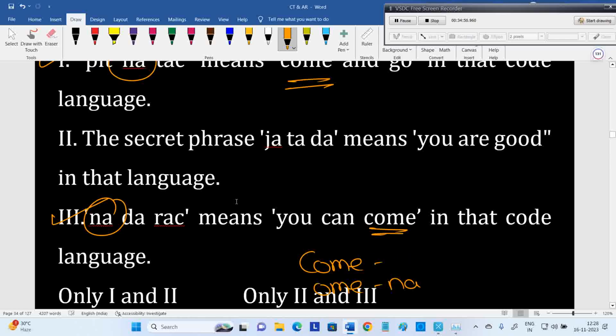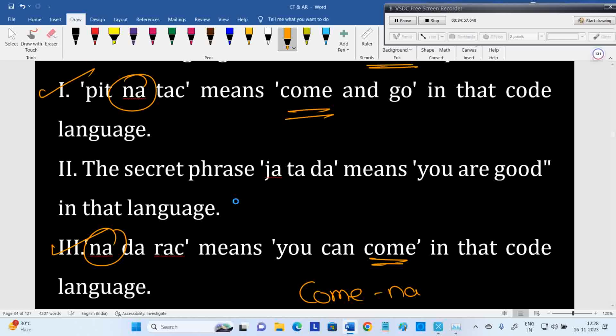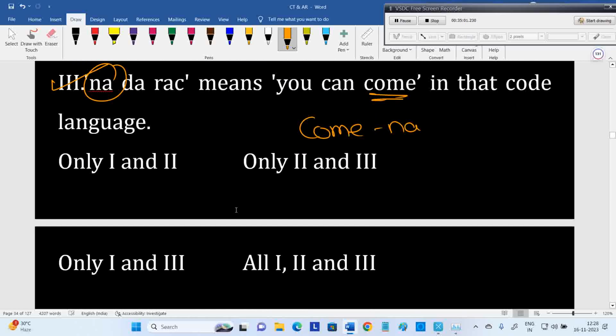This is data sufficiency only, but with 3 statements. Previously with 2 statements, now with 3 statements. I want to know what is the code for come. 1 and 3 data is sufficient. So option C, 1 and 3 is the answer.